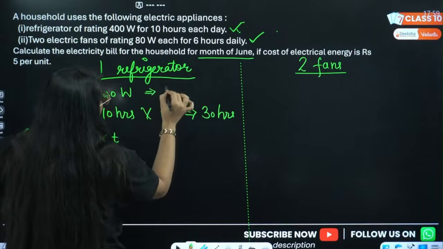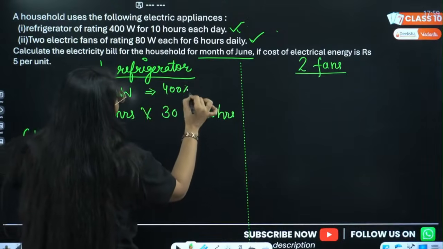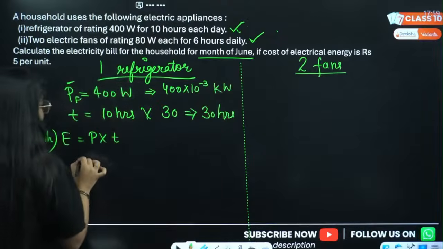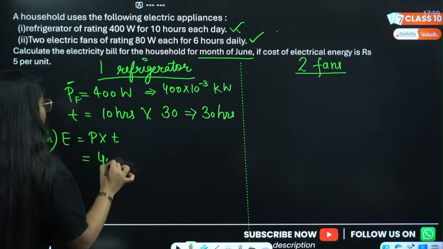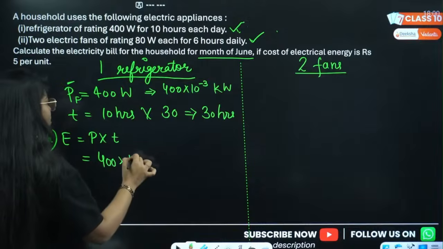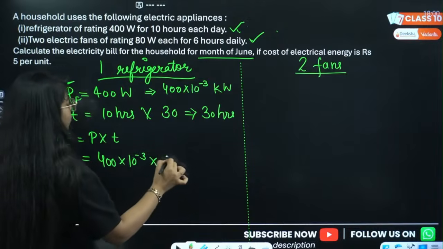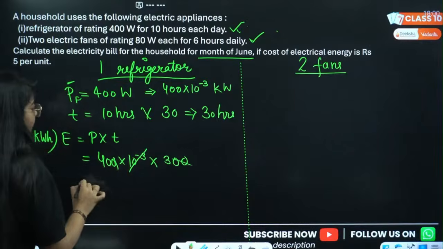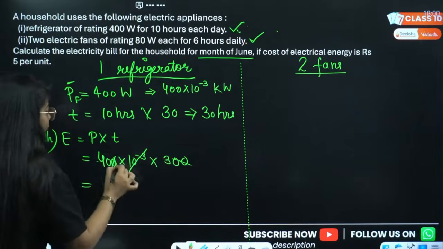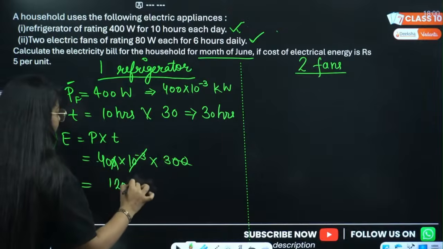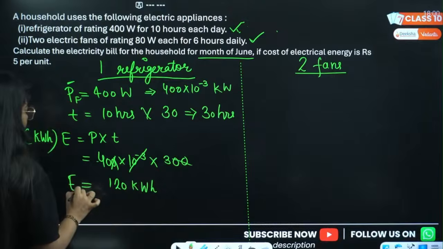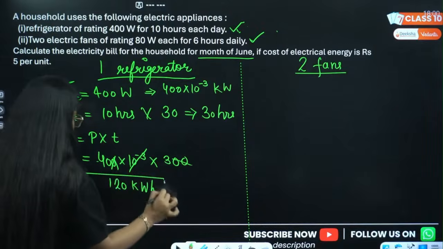So this is 400 into 10 raised to power minus 3 kilowatt. Okay? So this is 400 into 10 raised to power minus 3 into 300. So this cancels the 3 zeros, right? And 3 into 40 will be 120 kilowatt hour. This is E for a refrigerator, right?